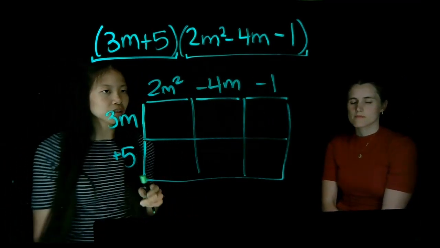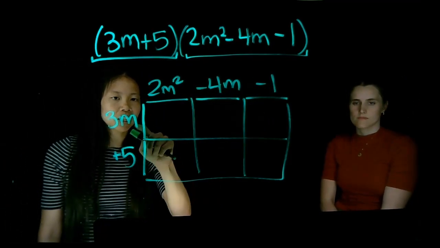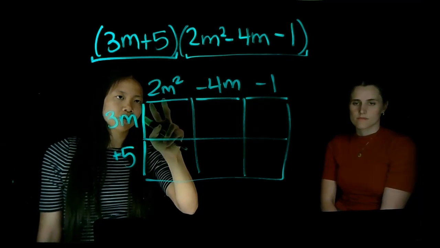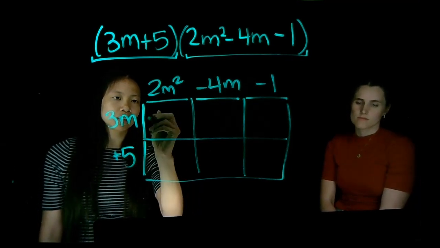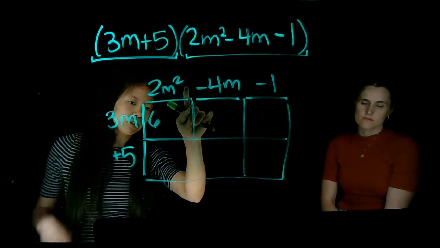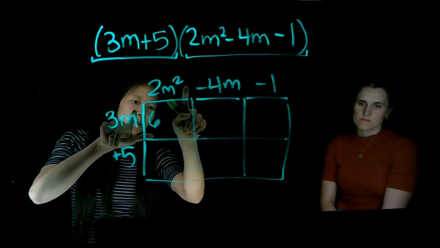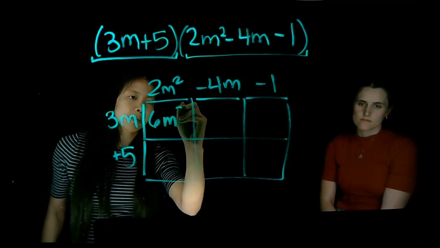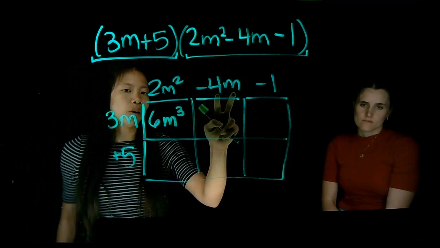So now we can do what we've been doing before, where we multiply each individual length and width. So 2m squared times 3m. 2 times 3 is 6. m times m squared: there are 2 m's here and 1 m here being multiplied, so altogether I have 3 m's being multiplied. 6m cubed.